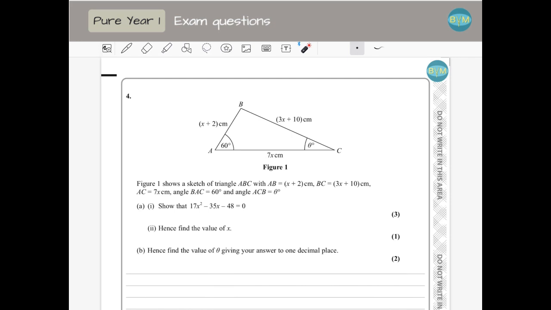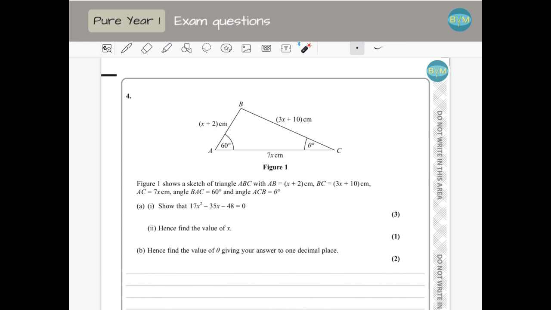Hello. Question 4 in your AS level Edexcel from June 2022. So you have a triangle. The sides are given in terms of x, one angle that you know and one angle that you don't know. You have to show this relation, this equation for x.